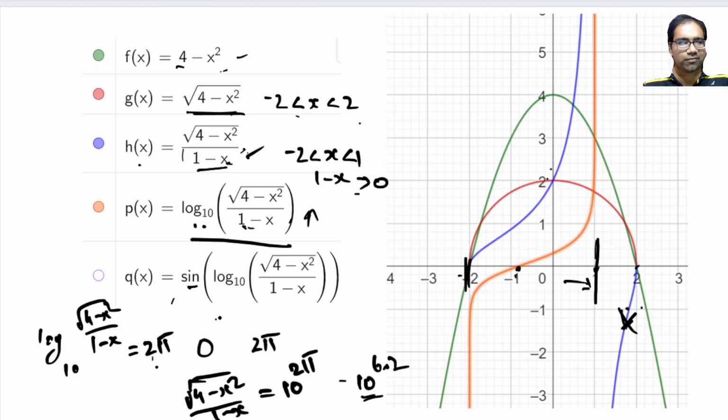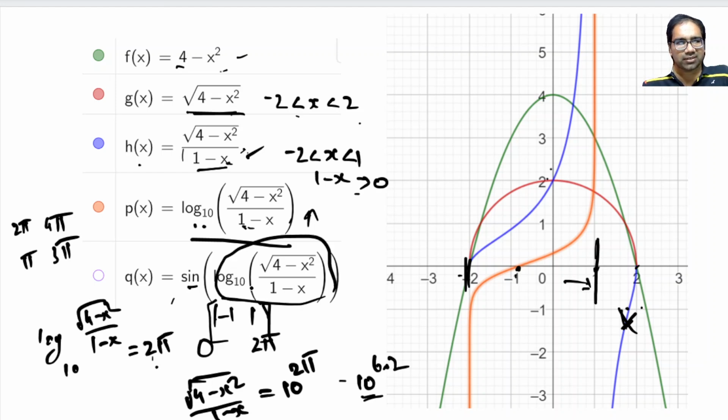So sine will have full range of -1 to 1. If not just 2 pi, we can make it from 2 pi to 4 pi also, or 1 pi to 3 pi also. Doesn't matter. So as long as this one can be as big as we want, sine can take the full cycle. So sine can take its entire range of +1 to -1.